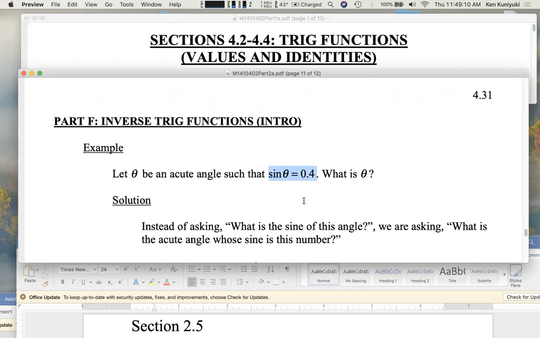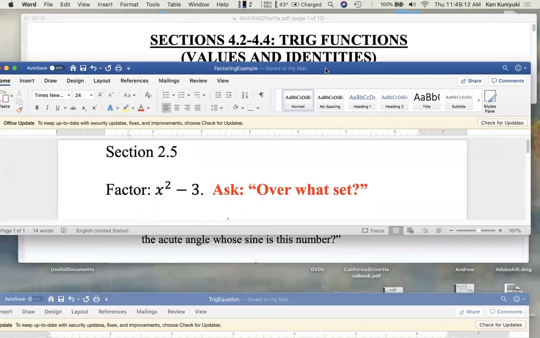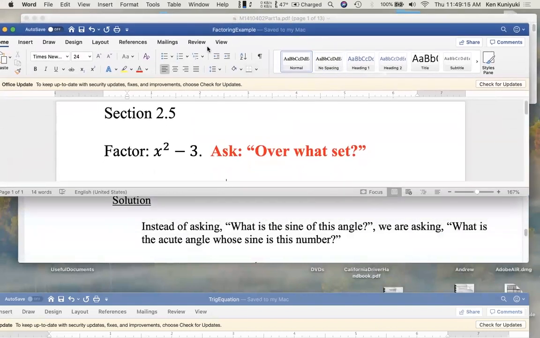Now, I need to make a point first, and I'm going to go all the way back to factoring from section 2.5. Let's say that you run into your old algebra teacher in a dark alleyway, and your old algebra teacher asks you to factor x squared minus 3. Now you should ask your algebra teacher over what set, and then maybe your algebra teacher will dissolve and disappear, because the answer will differ depending on what set of coefficients will be legal.